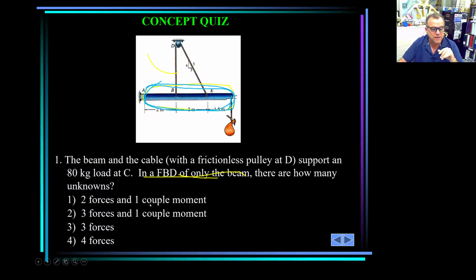But the only possibility that you have a couple moment as unknown is if you have an unknown reaction moment. And the only way that you can have that unknown reaction moment is if you have a fixed support, for example, that you don't know the moment. But you don't see any fixed support here. This is a pin and these are cables. So forget, these two should be eliminated immediately. And your decision should be between this and that. And in this case, it's 2 here and only 1 T, so 3 forces.